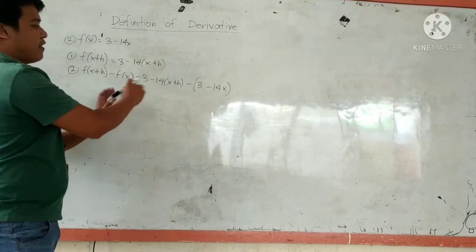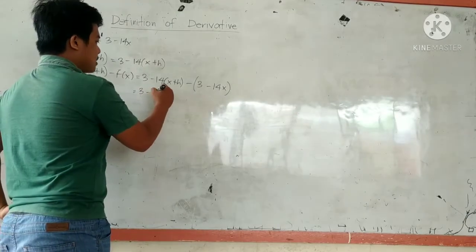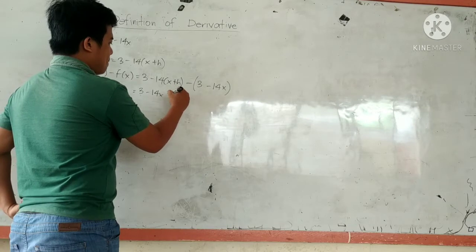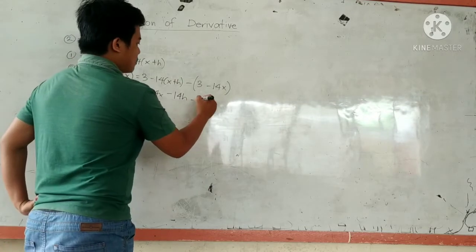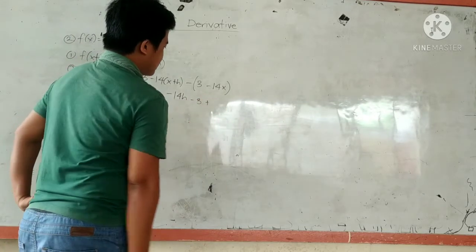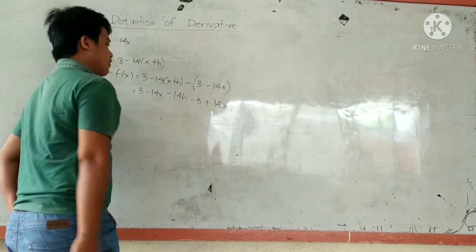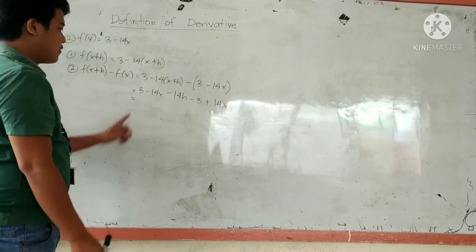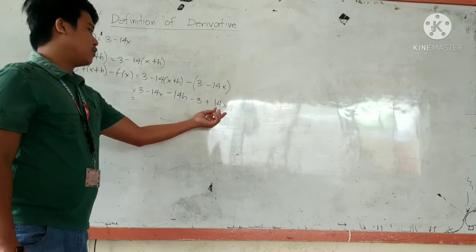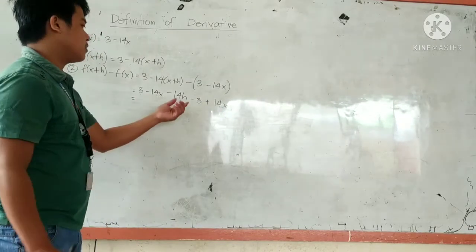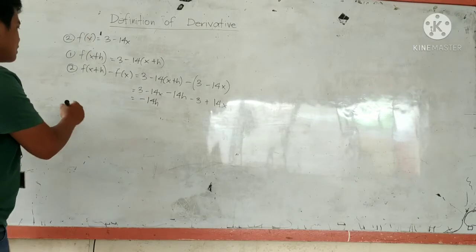We can actually simplify this part so that it can be easier in the next step. So we will have 3 minus 14x minus 14h minus 3 plus 14x. Negative and negative becomes positive. So 3 minus 3 will be 0, and negative 14x and positive 14x will also give you 0. So what's left will be negative 14h. And now let's proceed with the third step.